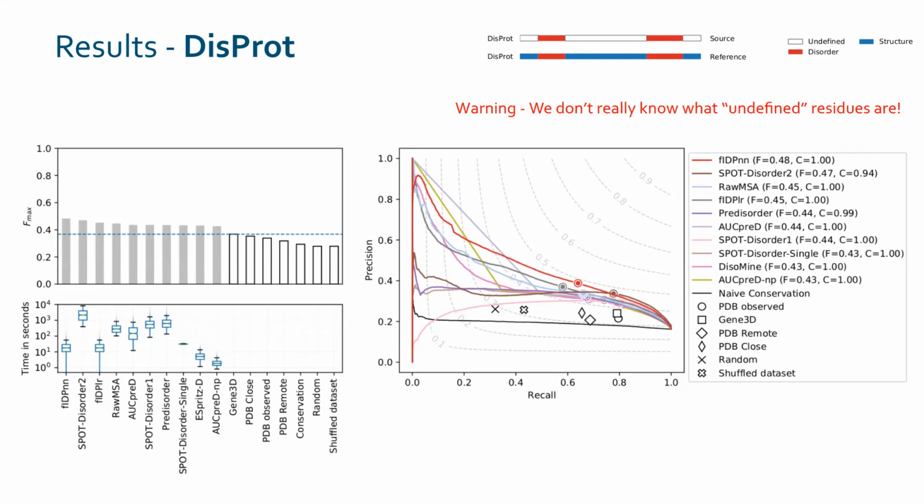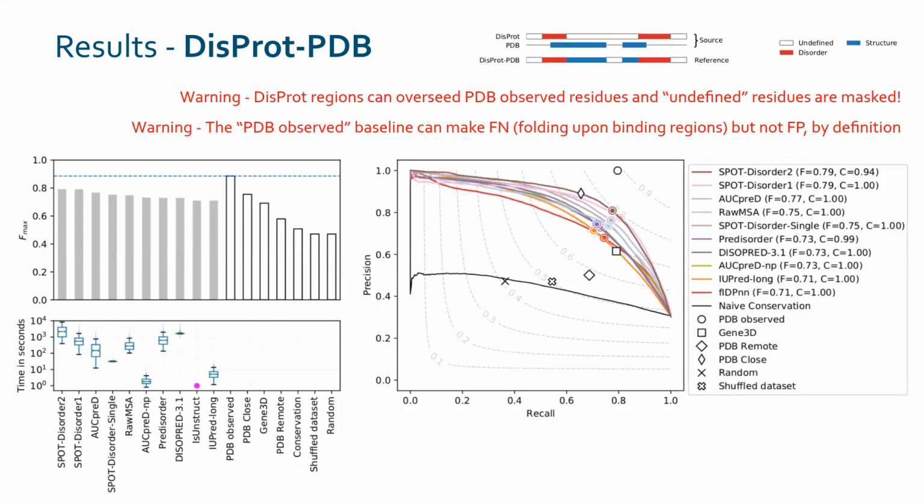On the other hand, you see that the Fmax is not that high. So apparently predicting disorder as defined in this protein database is not that easy. But the results are quite different when you consider the DisProt-PDB ground truth. In this case, sometimes the baselines are better than the predictors. Top performing predictors extensively used evolutionary information, and they are slower indeed. And the fact that this baseline is higher compared to the top methods is just because the PDB-observed baseline cannot make false positives by definition. So it's somehow an artifact compared to the rest of the methods.